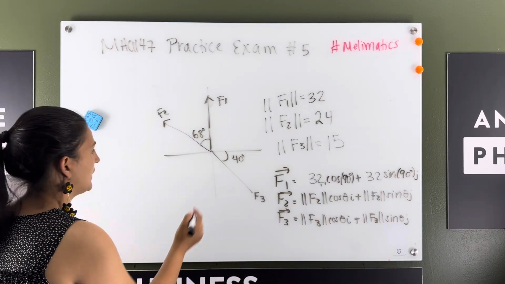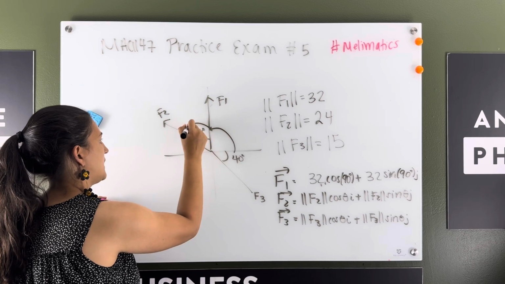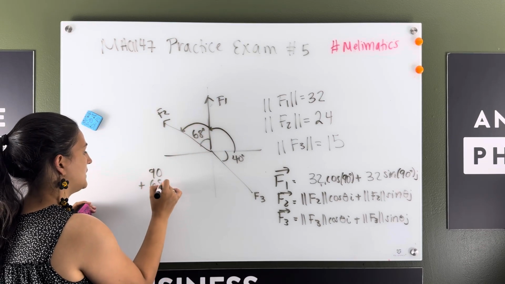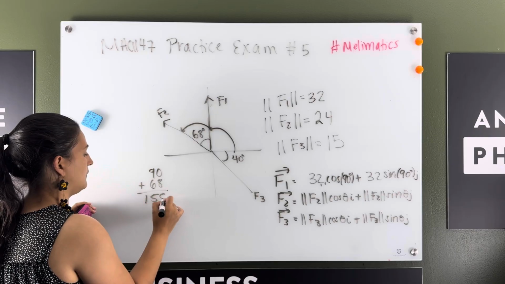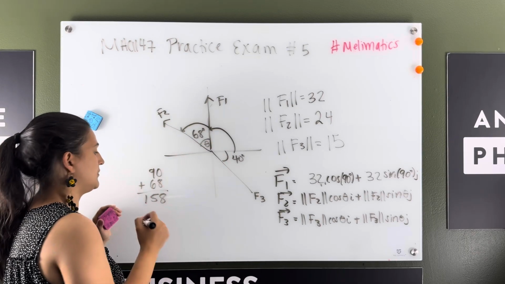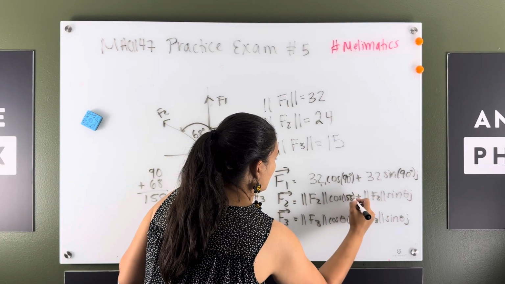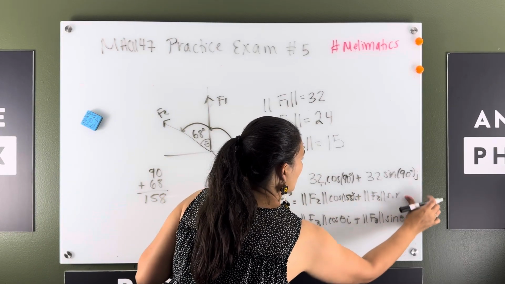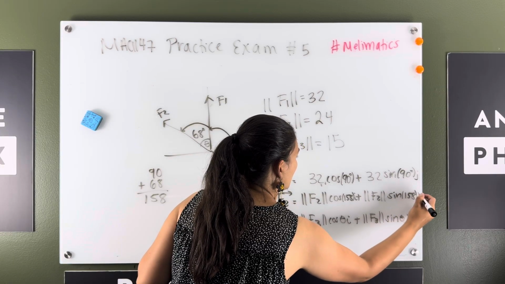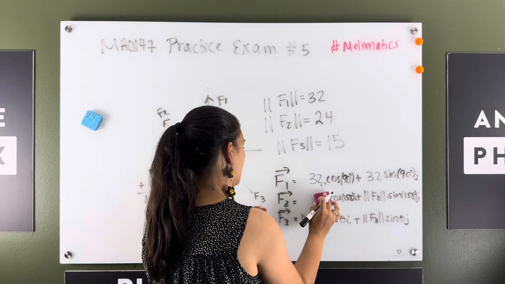The second one, again, it's counterclockwise. I have the 90 degrees, and then I have another 68 degrees to get to force 2. So that's 90 degrees plus 68 degrees, which is 158 degrees for my theta force 2. That's 158 degrees. Okay, and of course I know my force 2 is 24, so I'm going to plug into the formula.